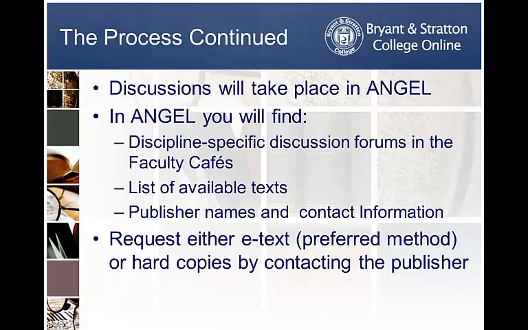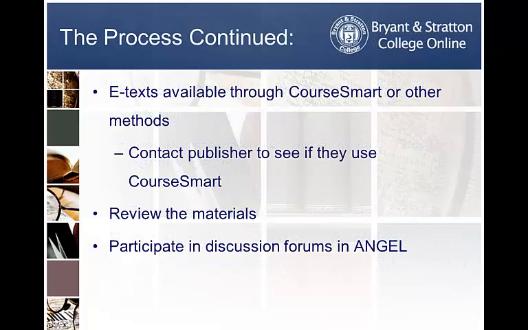You'll have the opportunity to contact publishers yourself and ask for either a hard copy or an e-copy of the text. Please remember that each hard copy you ask for costs the publisher money, so if you can function with an e-text, that's the preferred method. Several publishers have e-texts available through CourseSmart. If you would like an e-copy from one of these publishers, you need to ensure you have a CourseSmart account set up. If you don't have an account yet, please contact the publisher. If they don't use CourseSmart, they'll provide you access to their text through alternate means.